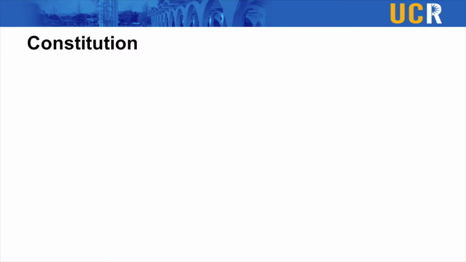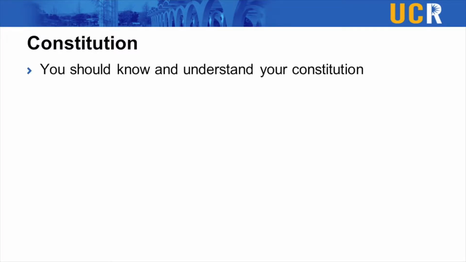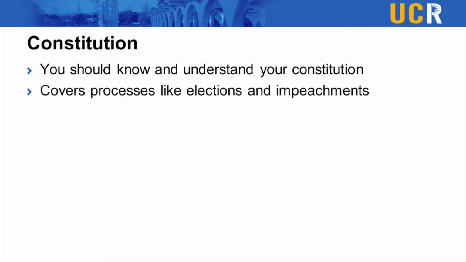If you're an officer in a student org, you should have seen your constitution and understand what it means. If you don't know what it says, this opens you up to a lot of potential problems. The constitution for each organization outlines your purpose and direction, as well as your structure and how to complete different processes. By different processes, we mean things like elections and things like impeachment.